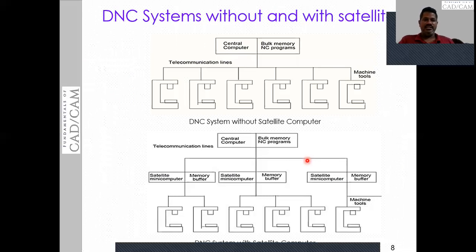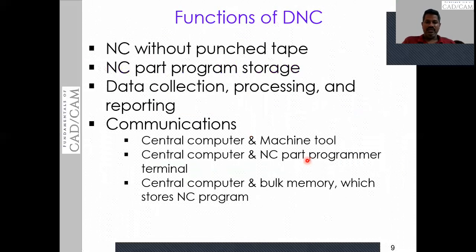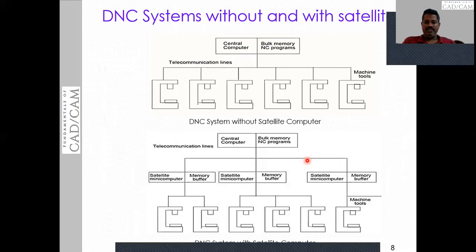We also discussed the different types of DNC systems, in which we have seen the DNC system with satellite and the DNC system without satellite. As I discussed just now, DNC system without satellite means the main computer is connected directly to a number of NC machine tools, with telecommunication links between the main computer and the machine tools. So we have only the communication, and that means we don't have any device in between. Of course, you have the machine control unit, but apart from that, the central computer is connected directly to the machine tools.